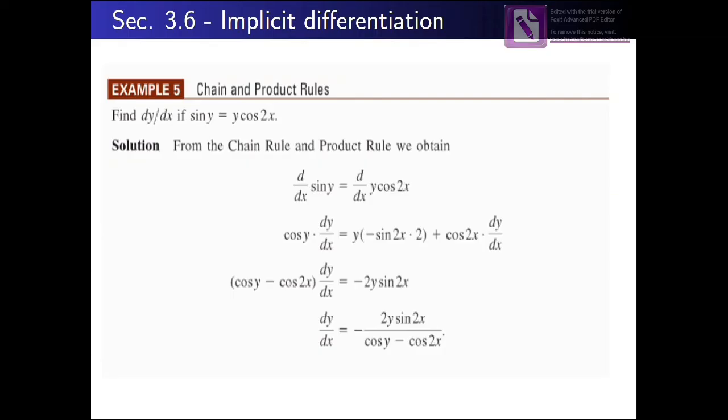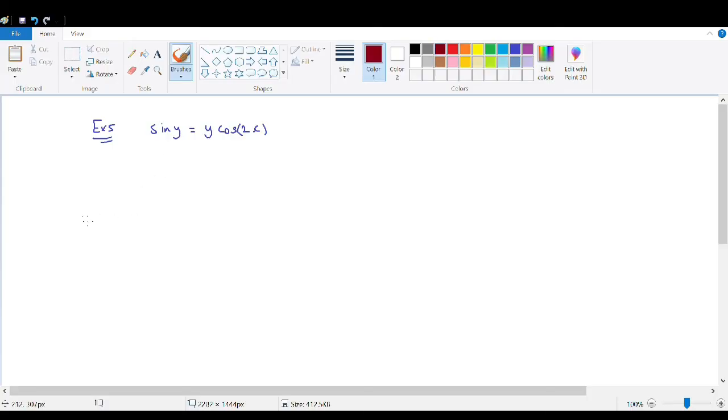Number 5, find dy over dx if sine y is equal to y cosine x. So again here we need to first add d over dx for both sides.